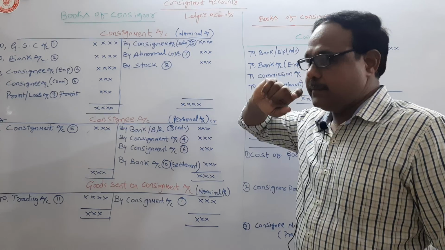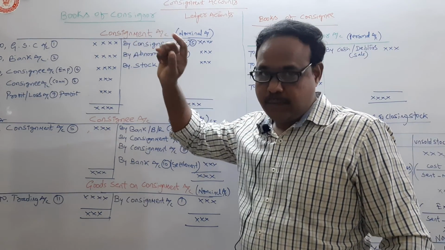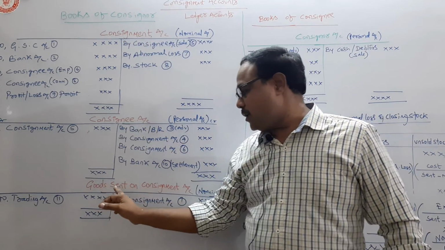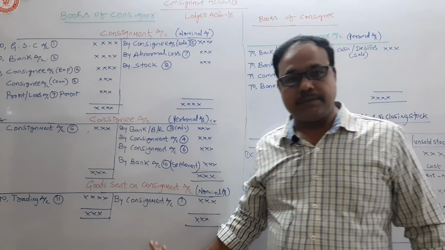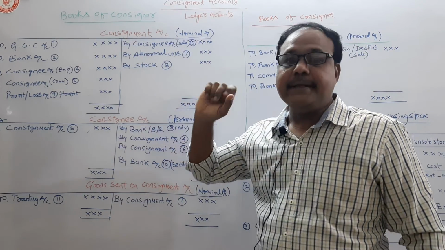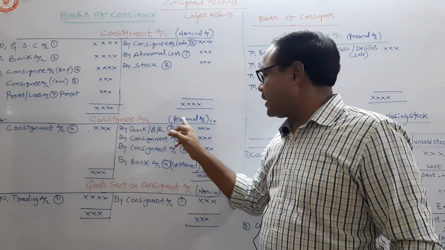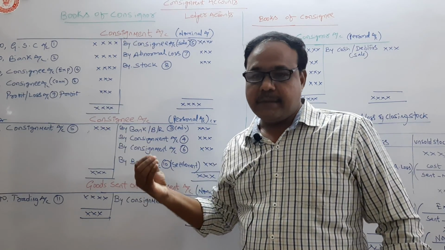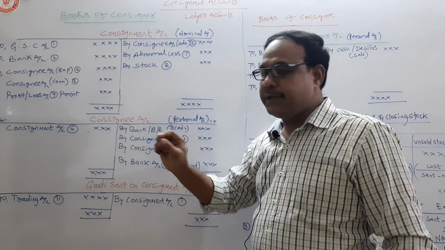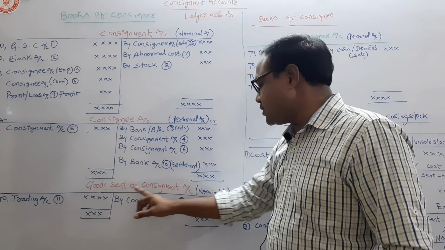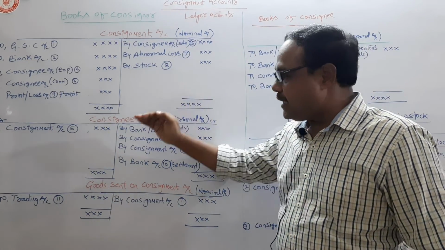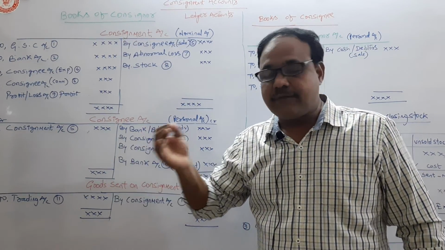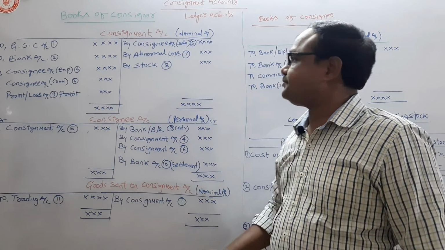See, in ledger posting, in the books of consigner, we prepare consignment account, consignee account, goods sent on consignment account. Consignment account is a nominal account. Consignee account is a personal account. Here for consignee, you should write the name of the consignee. I took a universal name, consignee. Here, goods sent on consignment. These are the three necessary accounts in the books of consigner.